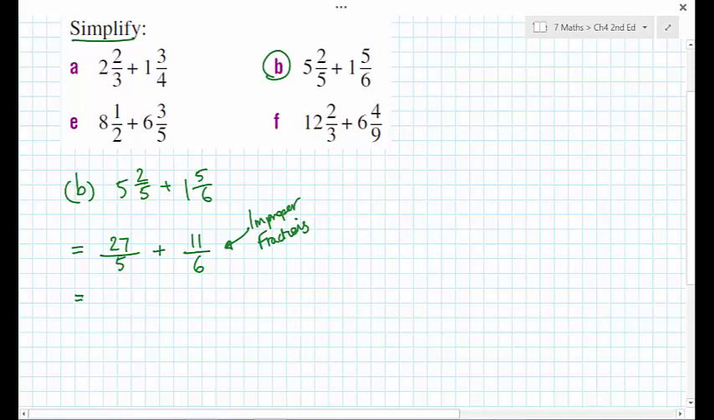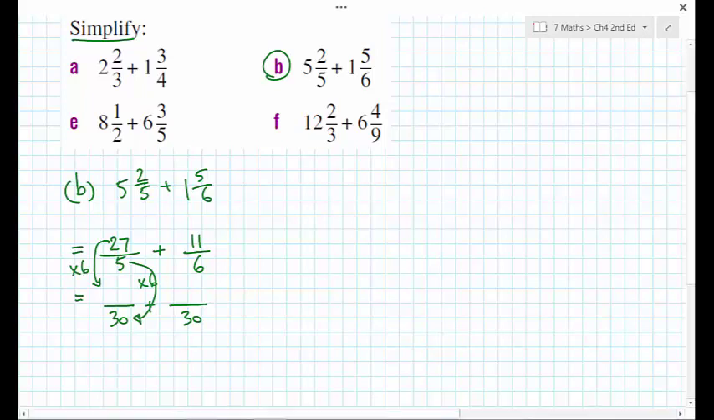So in doing this, I need a lowest common denominator. Let's look at multiples of 6: 6, 12, 18, 24, 30. So 30 is divisible by 6 and by 5, and it's the lowest number I can find that is divisible by both of those. So my lowest common denominator is 30. So I want that over 30, and I want that over 30. To go from here to here, I've multiplied by 6.